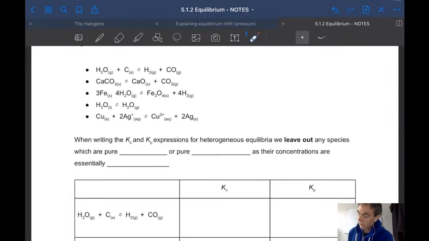In the first one, we've got a gaseous species, we've got a solid, and then we've got more gaseous. Let's have a look at the last one: you've got solid, aqueous, and solid again. So differentiating between homogeneous and heterogeneous is fairly straightforward. When you write the Kc expression or the Kp expression for a heterogeneous equilibrium, we must leave out any species which are pure liquids or pure solids, basically because their concentrations are essentially constant.